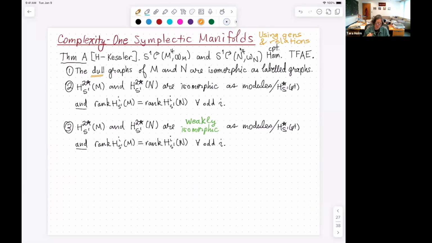We prove that the dull graphs are the same if and only if these cohomology rings are isomorphic. And I should say as algebras, or modules, however you want to think about it, over the equivariant cohomology of a point. This is really a condition on the even part of the cohomology, and we need the odd part to be the same. The odd part, I'm not going to go into too many details, but this is governed by the genus of the fixed surfaces, and in 4 dimensions, that turns out to be quite strong and constrained.